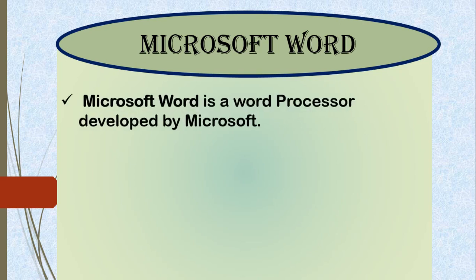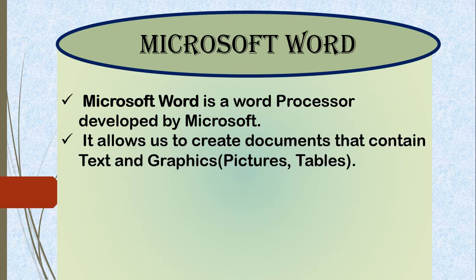First point is Microsoft Word is a word processor developed by Microsoft company. So this is one of the most popular word processors which is used for creating documents. It allows us to create documents that contain text and graphics. So using Microsoft Word we can create various types of documents like reports, letters and newsletters, and we can add text and graphics. Graphics means we can also add pictures, tables and charts in our documents.